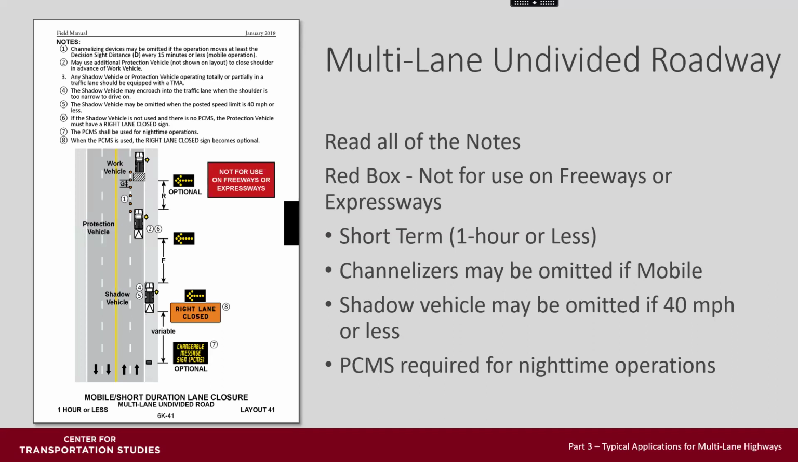This layout is not to be used on freeways or expressways. It's for 4-lane undivided roads, typically separated with a double yellow. The layout includes an option to use it for up to 1 hour, even though the devices look like a mobile operation. The channelizing devices shown can be omitted if it is a mobile operation and moves at least a decision sight distance every 15 minutes. An additional protection vehicle can be added on the shoulder if needed.